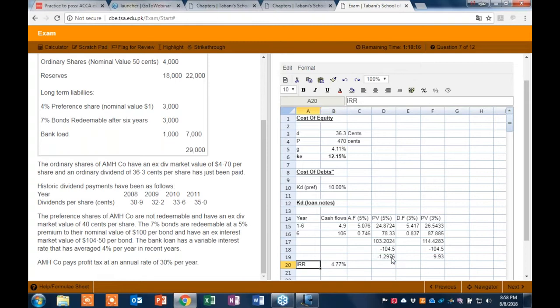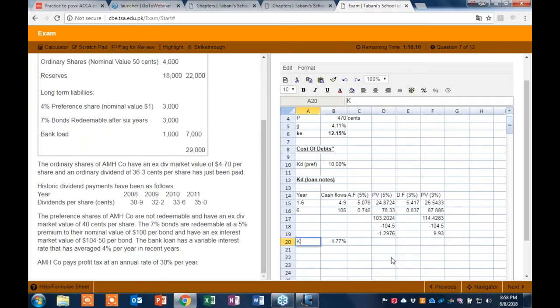It's 4.77% the IRR. So this is IRR for the investor and cost of debt for the company. So we can call it our cost of debt of the loan notes. It means that the investors are being paid at the rate of 4.77.